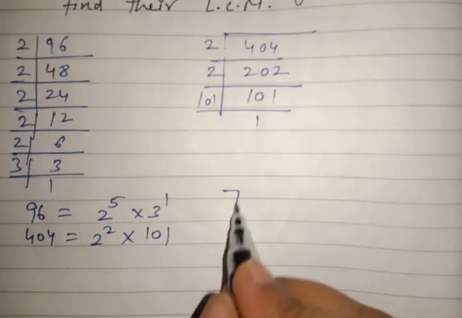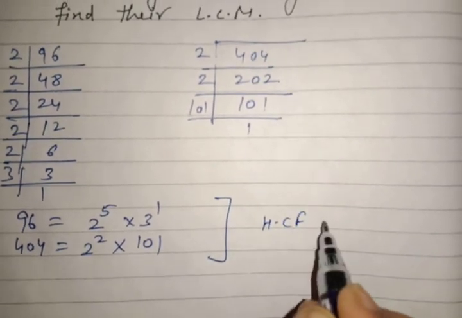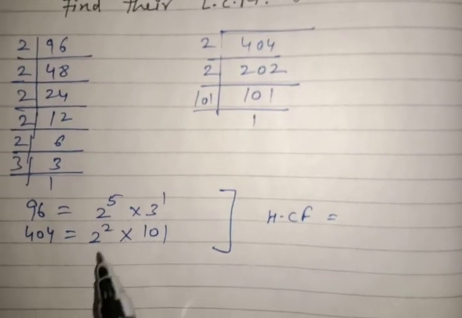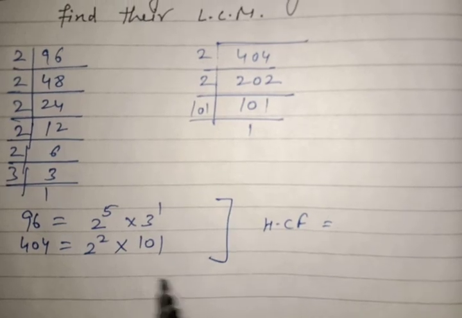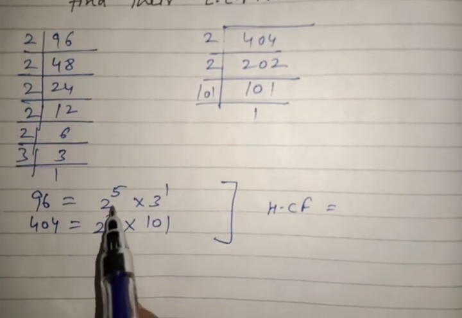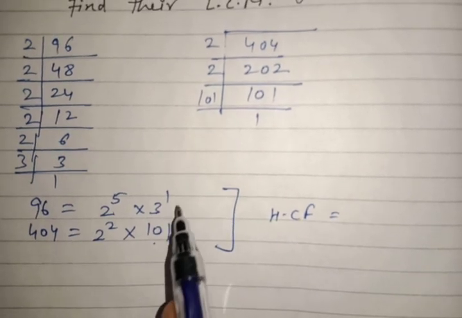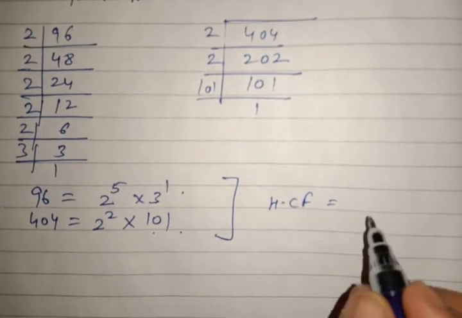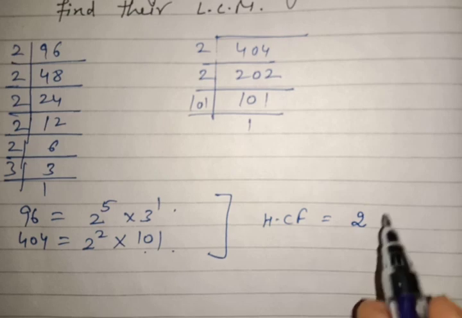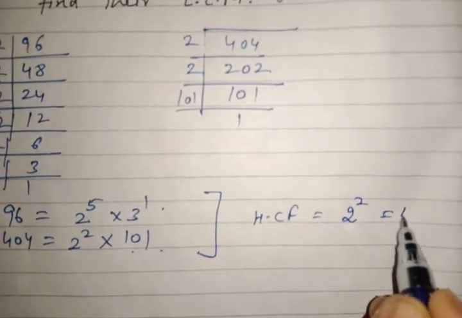So HCF, as I told you just now, is the minimum power of the common factors. What is common? Only 2 is common. 3 is here, 3 is not here. 101 is here, 101 is not here. So the common power is 2 raised to power 2, which is 4.